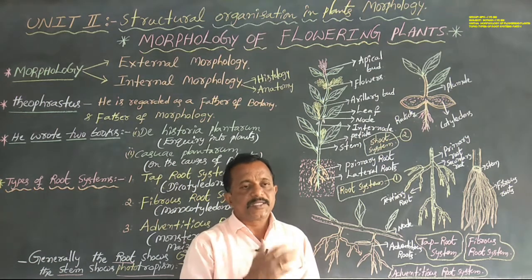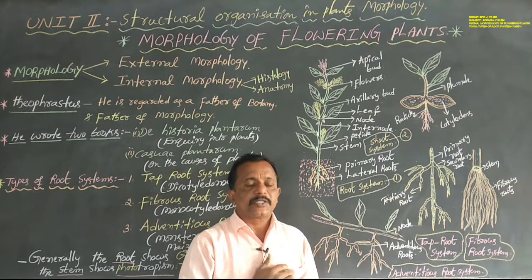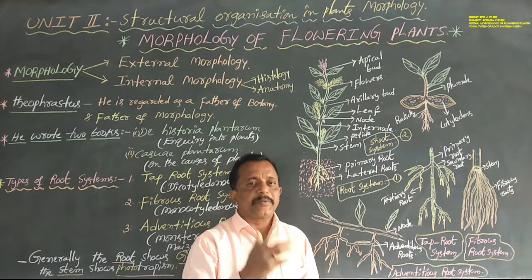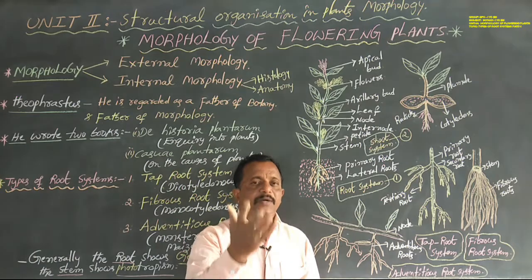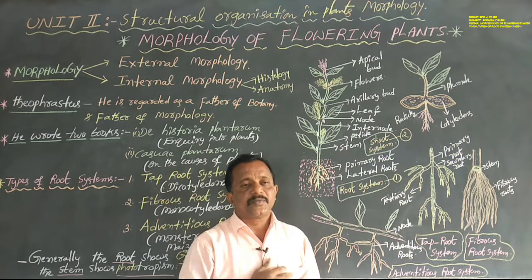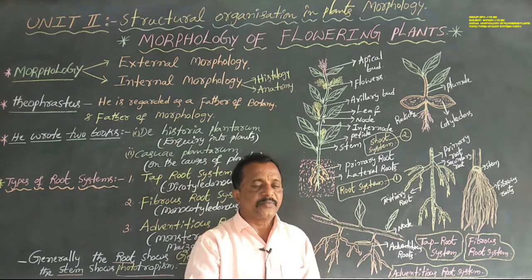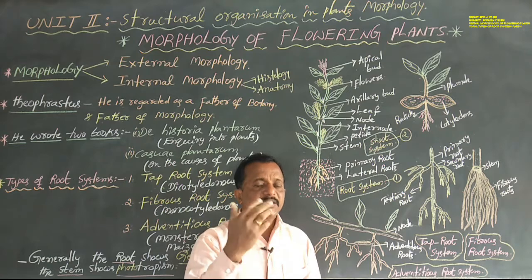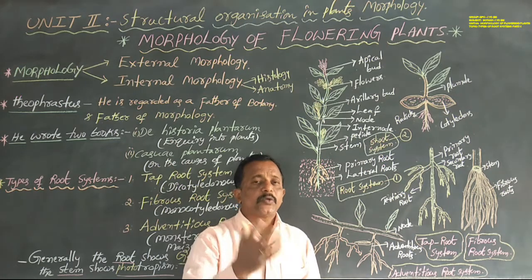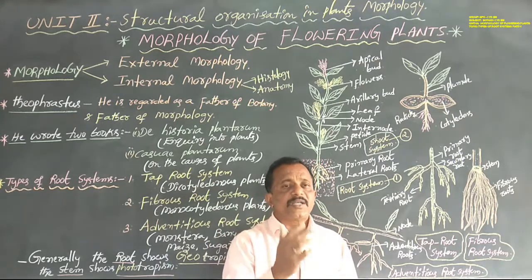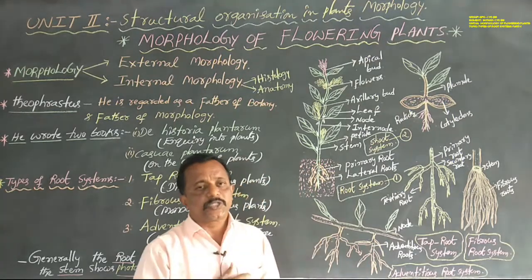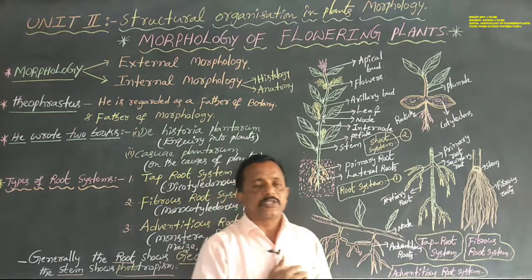Some of the taproots, some of the fibrous roots, some of the adventitious roots also store food materials for future purpose. That is called storage roots. And the fourth function is that the root system synthesizes some plant growth regulators. These are the functions of root systems.